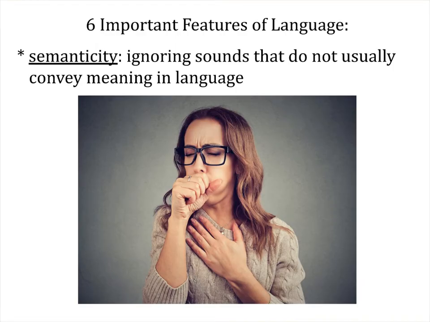So beyond these basic building units, all language has 6 important features. We can call them principles. One is semanticity. This means that the sounds of human language convey meaning. Other sounds we make, such as coughing or clearing our throats, are not a regular part of our language because they do not usually convey meaning. Although, of course, a well-placed cough can convey plenty of meaning.